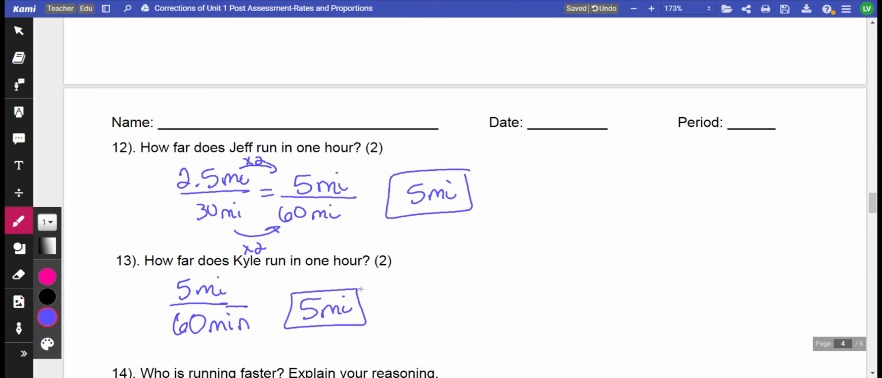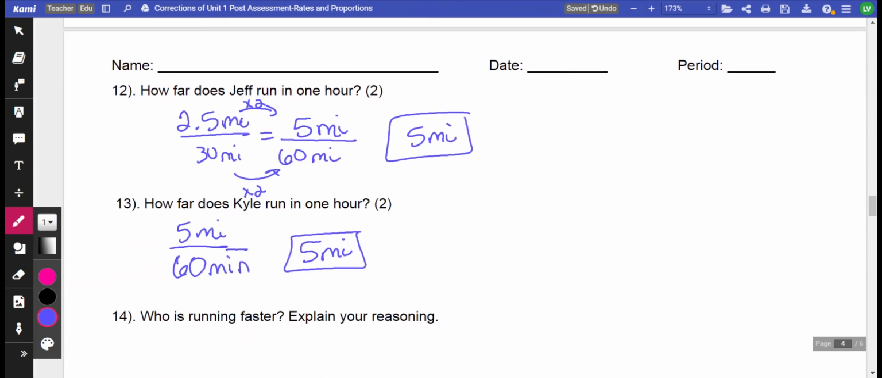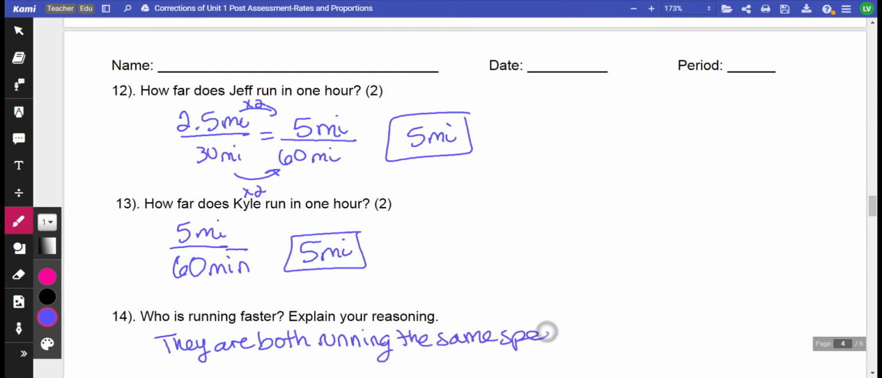It's 5 miles. So number 14, who's running faster? Explain your reasoning. Well, if Jeff runs 5 miles in an hour and Kyle runs 5 miles in an hour, they are both running the same speed, so neither is running faster.